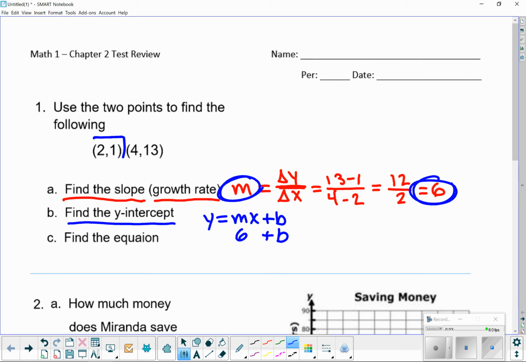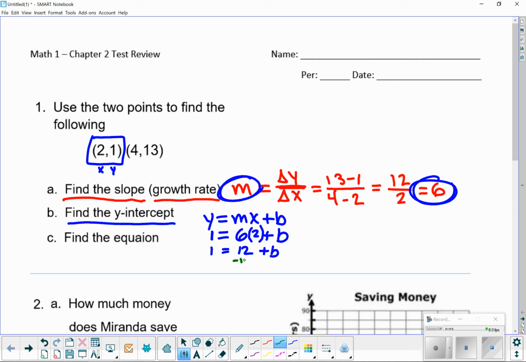Decide which point will be easier. I'm going to pick the 2, 1. Remember, 2 is my x, and 1 is my y, so 2, 1 is x, y. Instead of x, I'm going to write 2, and instead of y, I'm going to put 1. I'm going to rewrite this, working out the 6 times 2: 1 equals 12 plus b. Now you simply solve this.